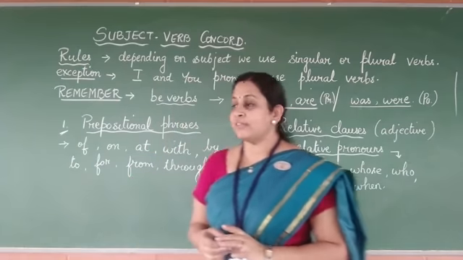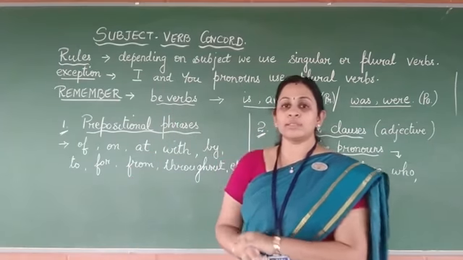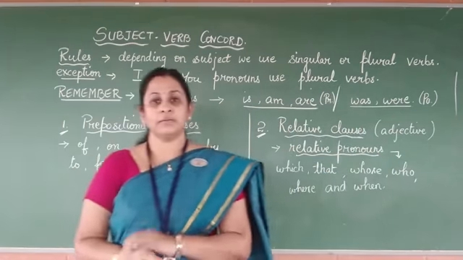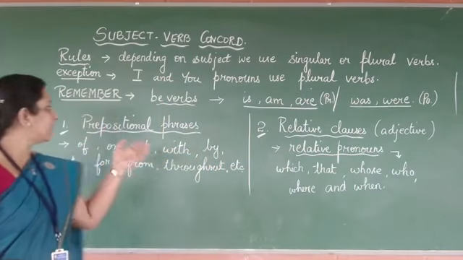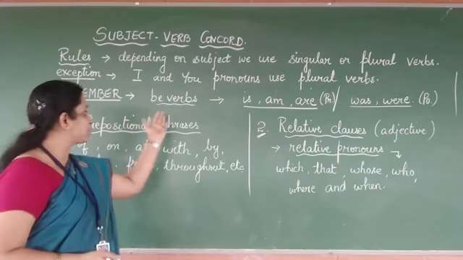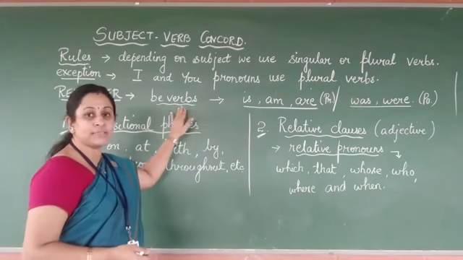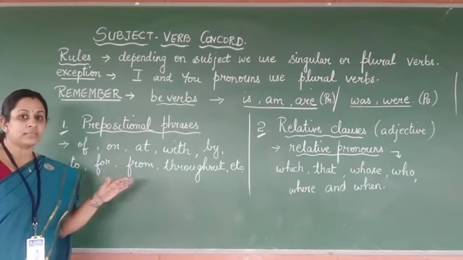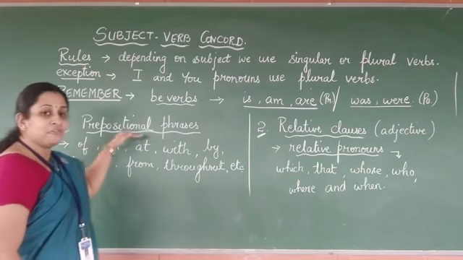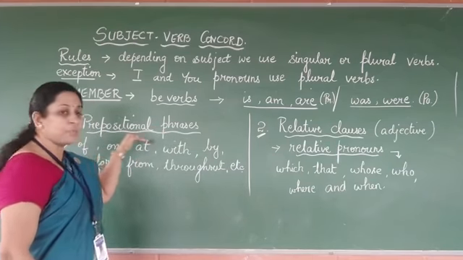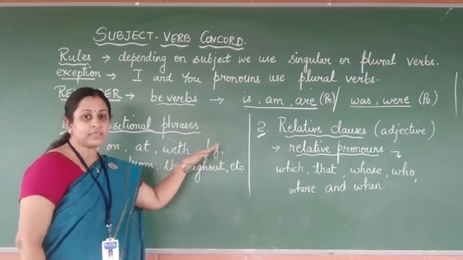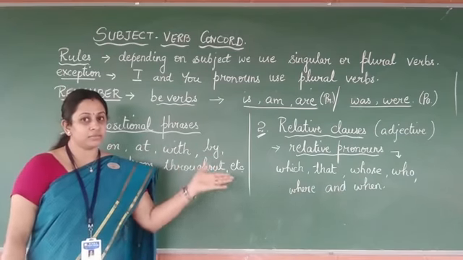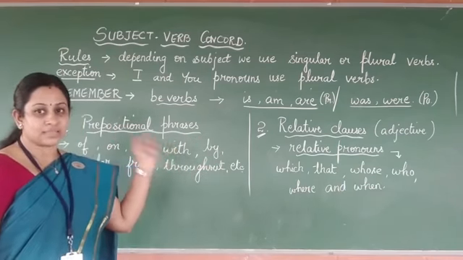Concord. Today we are going to take a quick look at the rules that we have discussed for writing a verb as per the subject present in a sentence, and then a quick look at the exception and what we have to remember in case of be verbs. And the new topics that you are going to learn under subject verb concord is when you have a prepositional phrase in a sentence, what are the verbs which come in the sentence according to the subject.